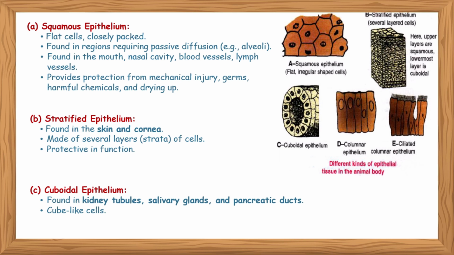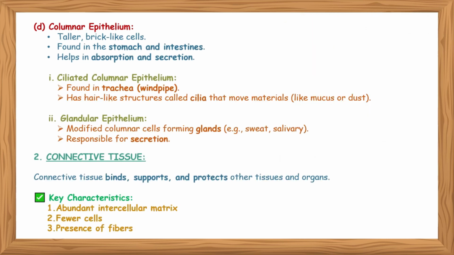Cuboidal epithelium is found in kidney tubules, salivary glands, pancreatic ducts, etc. These are basically cube-like cells. Columnar epithelium has taller, brick-like cells found in the stomach and intestine. They help in absorption and secretion. There are basically two types of columnar epithelium: ciliated columnar epithelium and glandular epithelium. Ciliated columnar epithelium is found in the trachea, that is the windpipe, and has hair-like structures called cilia that move materials like mucus or dust. Glandular epithelium is modified columnar cells forming glands like sweat and salivary glands, and it is responsible for secretion.